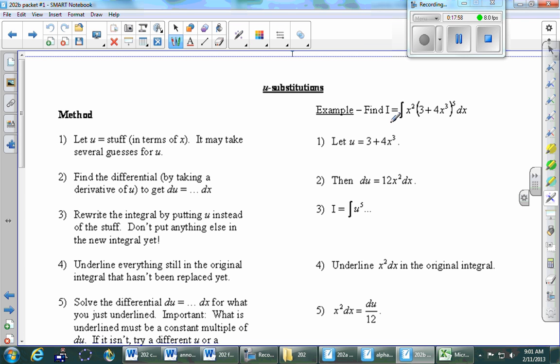Okay, so one thing I had said is maybe try letting u equal the stuff in the parentheses. So in this case, 3 plus 4x cubed. Without the 5th power, it might be tempting to include the 5th power. Don't. It's just the stuff in the parentheses. All right, we'll go to Richard for number 2.